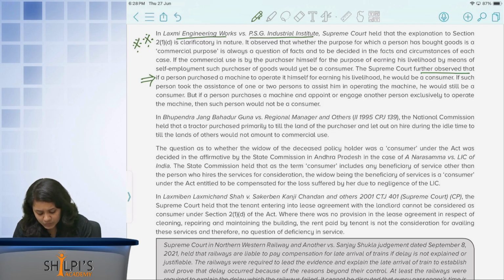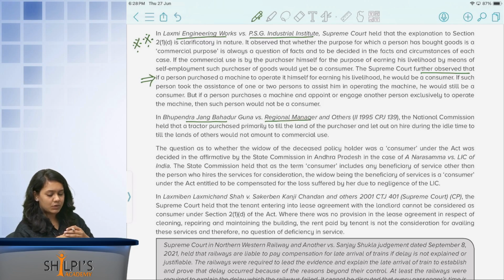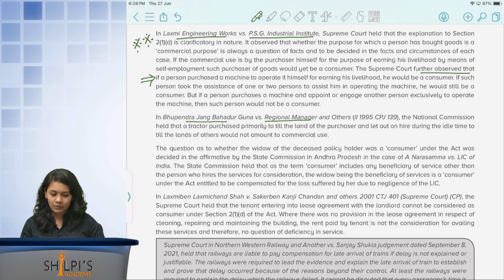Next one is Bhupendra Jang Bahadur versus regional manager. In this case, this person purchased a tractor and he used it to work on his own land. But when the tractor is free at times, he decided to be very entrepreneurial and said, okay, fine, I will hire out my tractor during the free time so that other people can use it and I'll collect money from them. At this point, the National Commission went ahead to say that you are still a consumer. You are primarily using it for your own purpose. In your free time, because you're lending it out to someone else, it doesn't completely chuck you out of the ambit of who a consumer is.